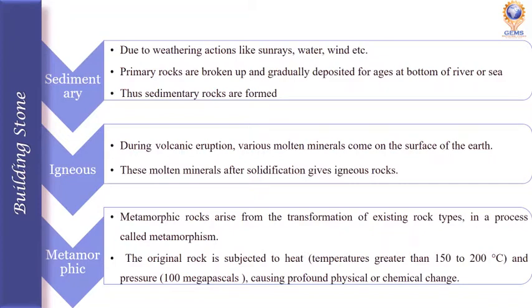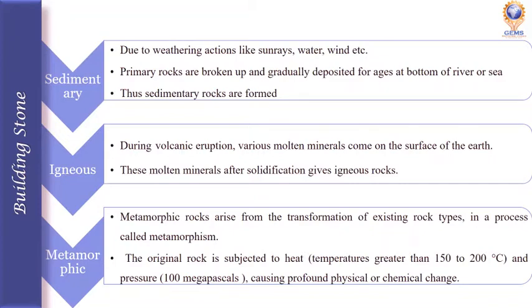Second is igneous rock. Igneous rock is also called magmatic rock. Why? Because igneous rocks are formed by magma or lava during volcanic eruption, which cools and solidifies on the surface of the earth. These molten minerals after solidification give the igneous rock. Granite, basalt, and dolerite are a few examples of igneous rock.